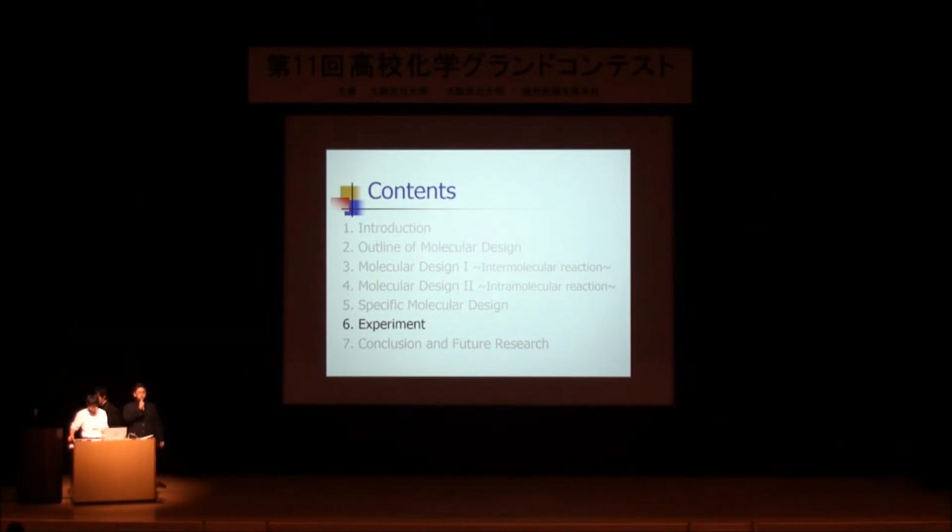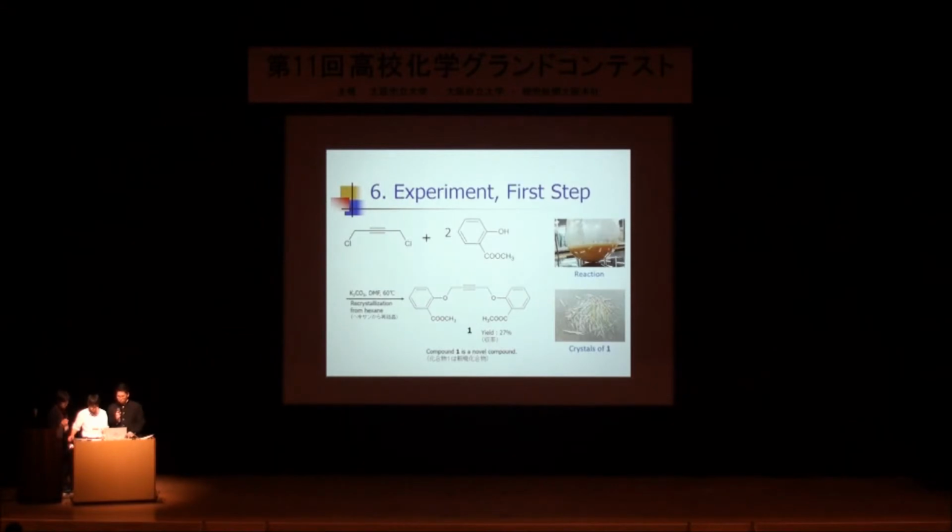Next, I would like to talk about our experiment. The first step is the Williamson ether synthesis. When the product was recrystallized, pale yellow crystals appeared. Through this reaction, we succeeded in synthesizing compound 1. This is a novel compound.